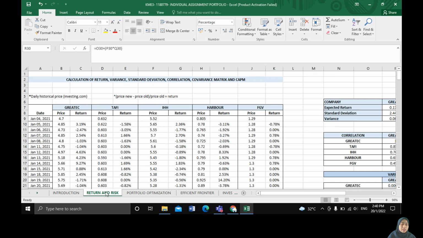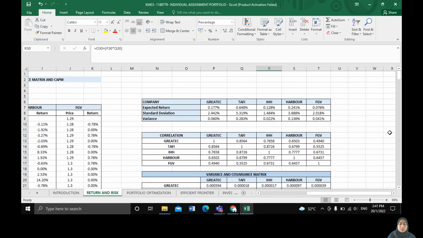The next sheet shows the return and risk. This is the historical data of price and return for the 5 stocks. All the historical data was taken from investor.com. Next, the calculation of expected return, variance, standard deviation, correlation, covariance matrix, and CAPM. All of this was calculated using a formula.